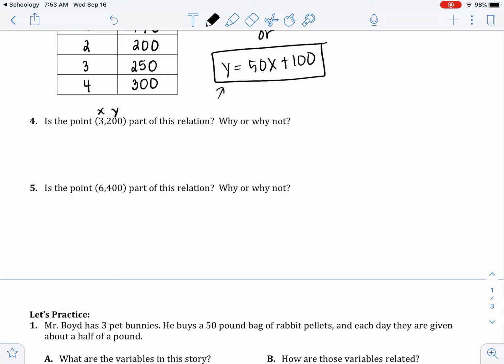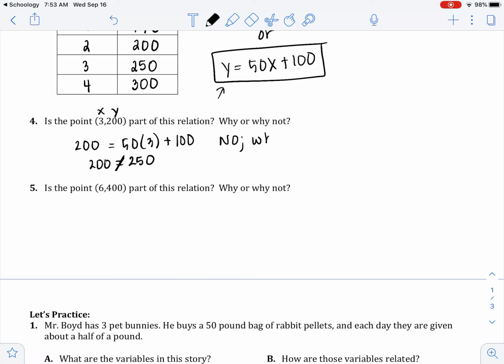So let's use our equation right here. We have 200 should be equal to 50 times 3 plus 100. So is 200 equal to 250? Absolutely not. So notice I'm putting that cross right through it. So why or why not? We're going to say no, it does not work. Why does it not work?